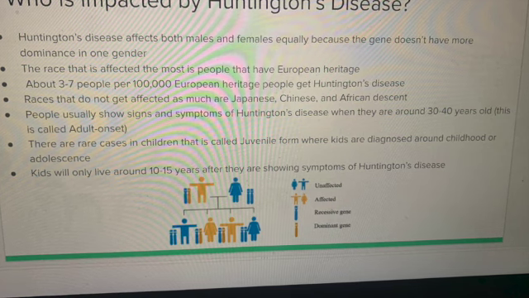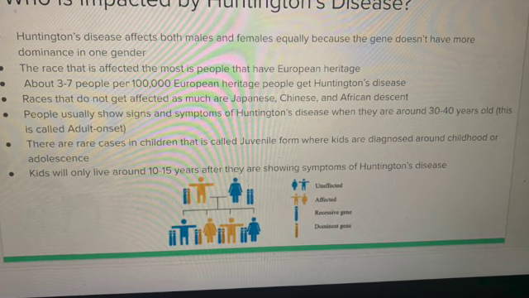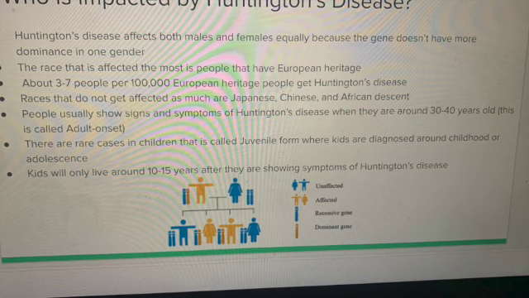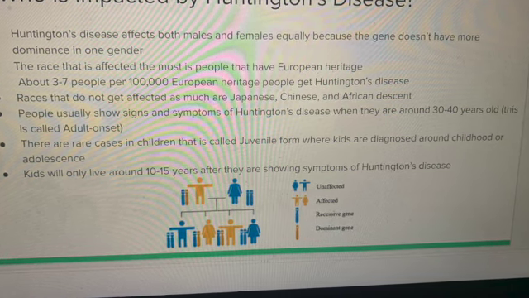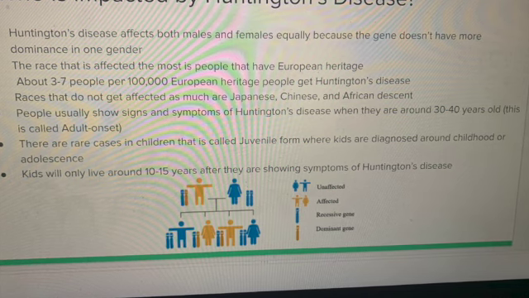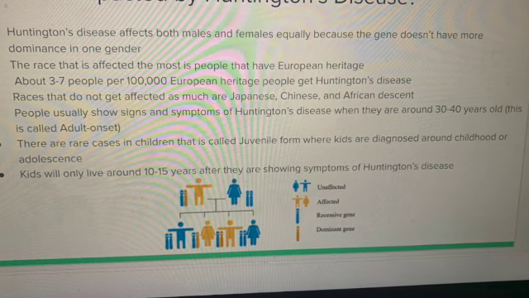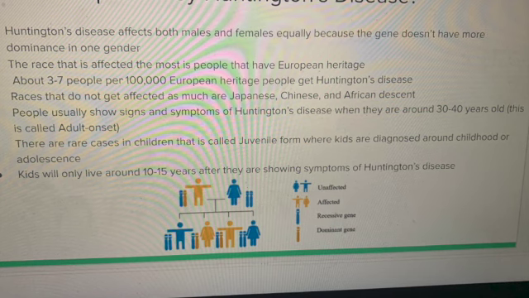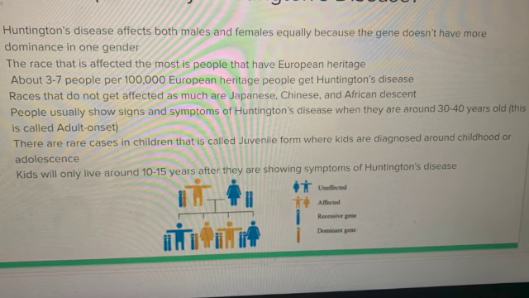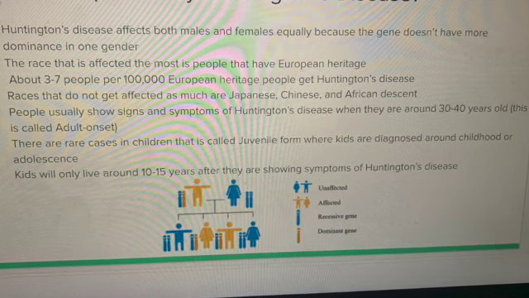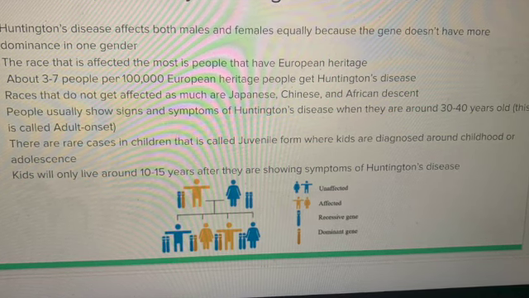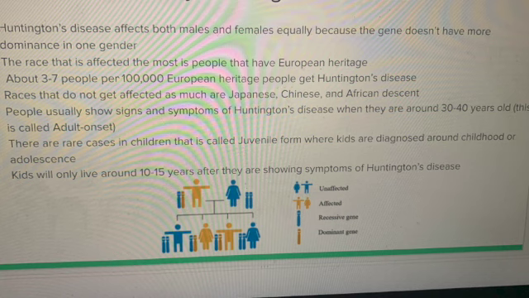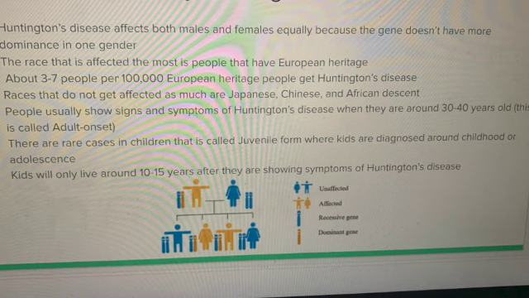People usually show signs and symptoms of Huntington's disease when they are around 30 to 40 years old. This is called adult onset Huntington's. There are rare cases in children called the juvenile form, where kids are diagnosed around their childhood or adolescent years. Kids will only live around 10 to 15 years after they show symptoms of Huntington's disease, and adults will only live about 15 to 20 years after they show signs.